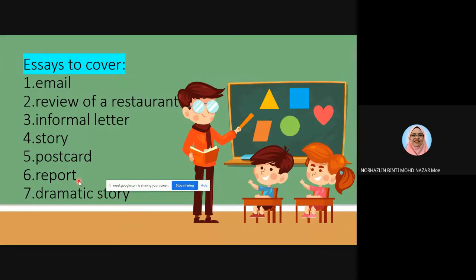The technical part is that you have to follow the language structure given in that unit. There are certain sentences that you have to include when you write report writing.